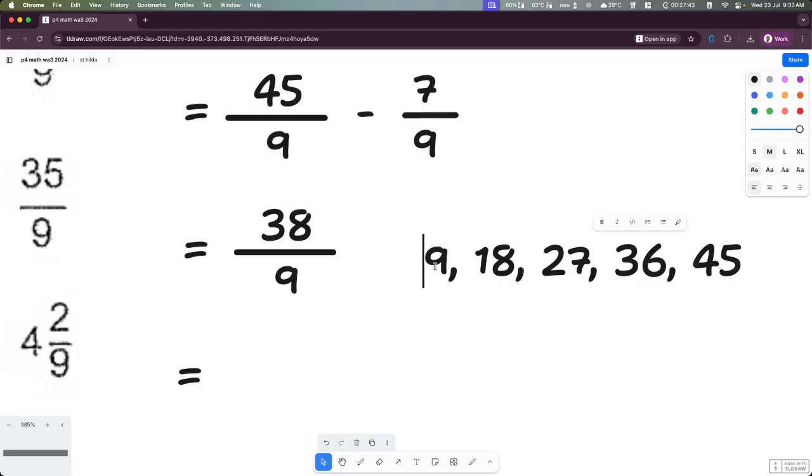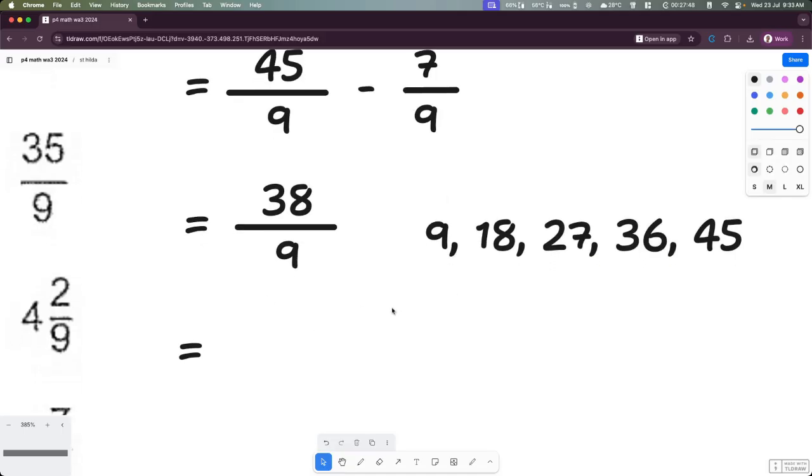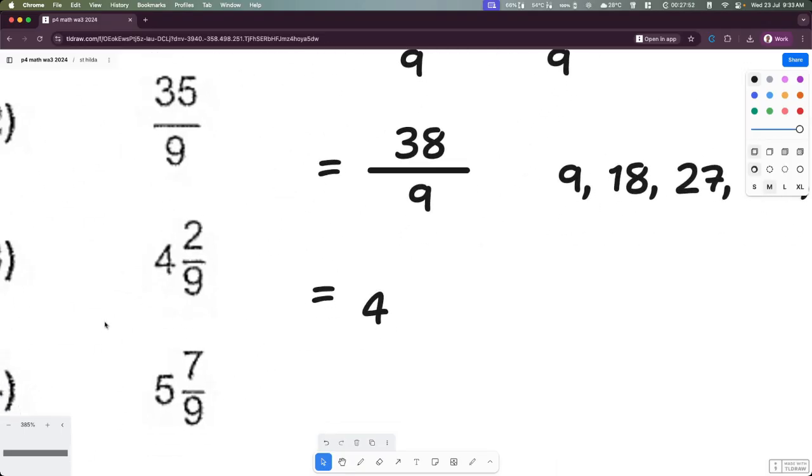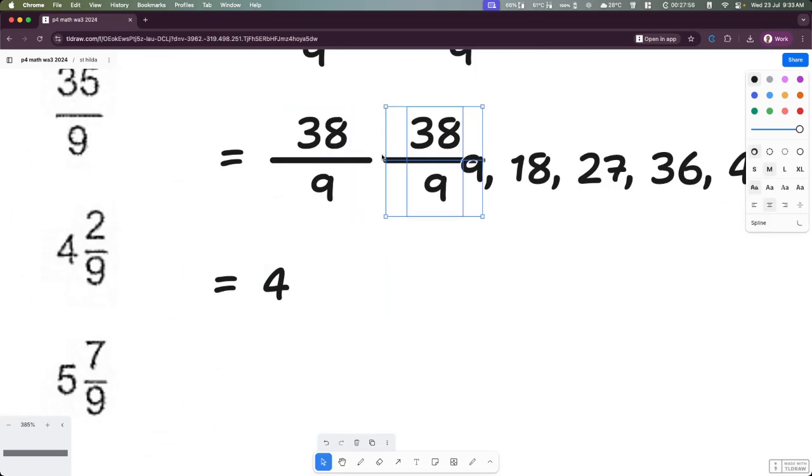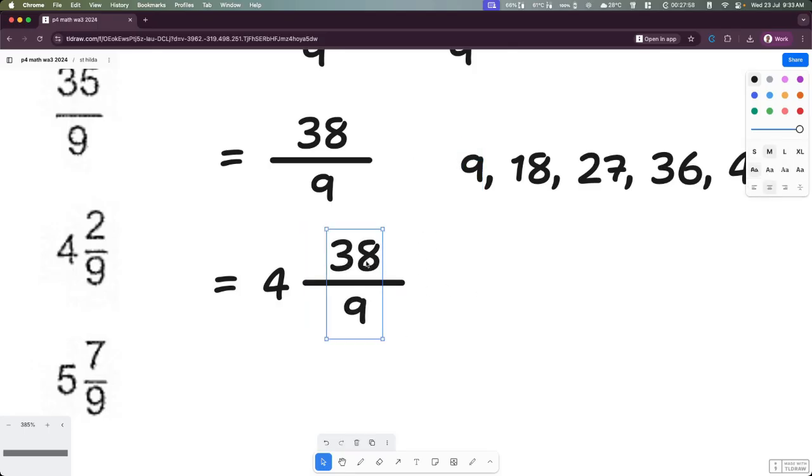So 36 is the multiple 1, 2, 3, 4. So that means this is a whole number. Here should be 4. Then we have 36 minus 38. This should give us, sorry, not 32, but 2 over 9.